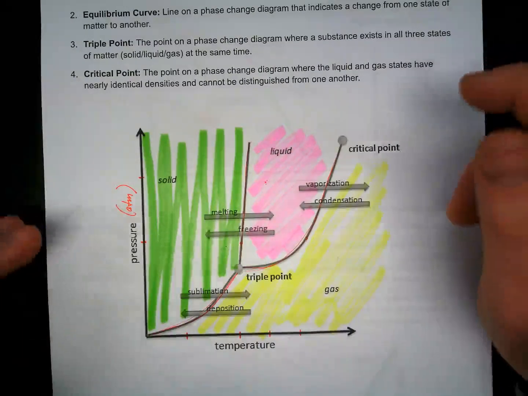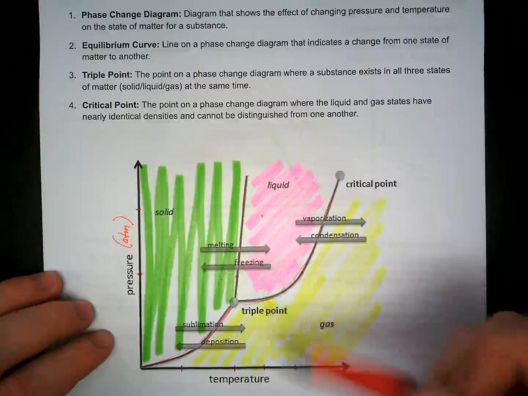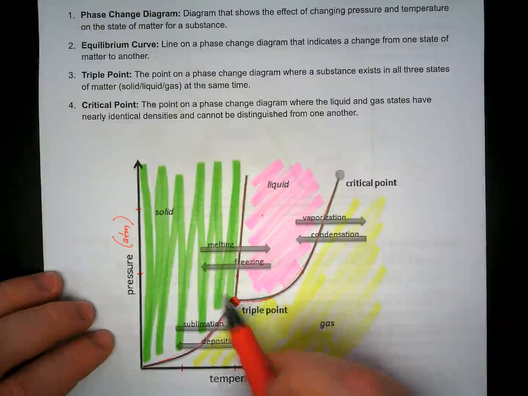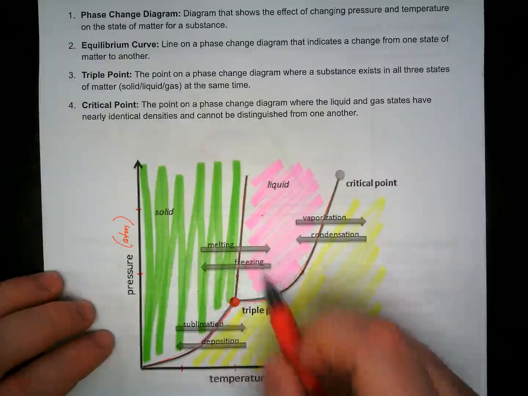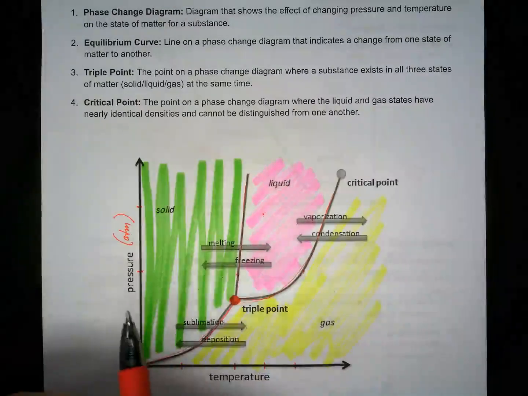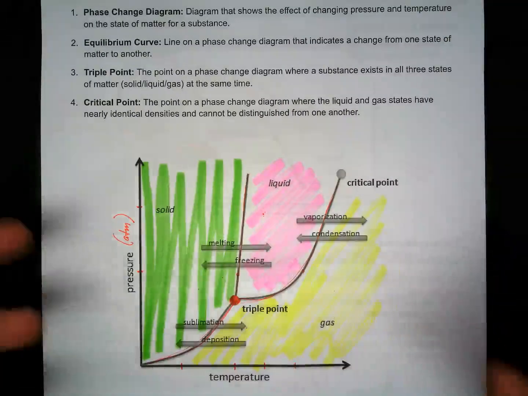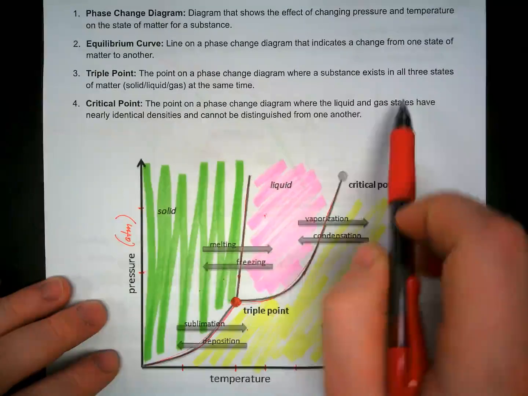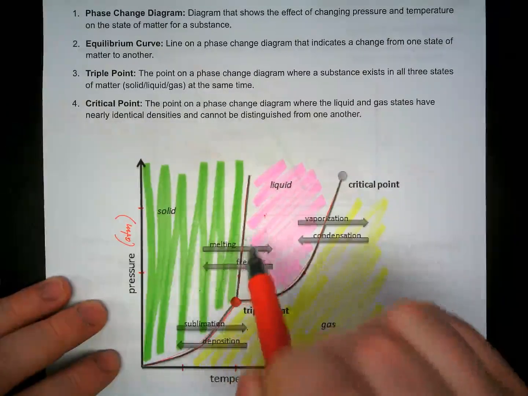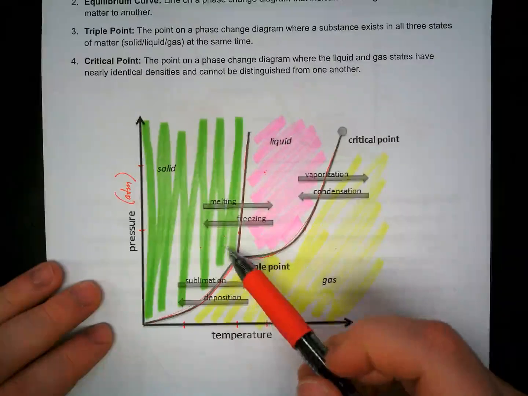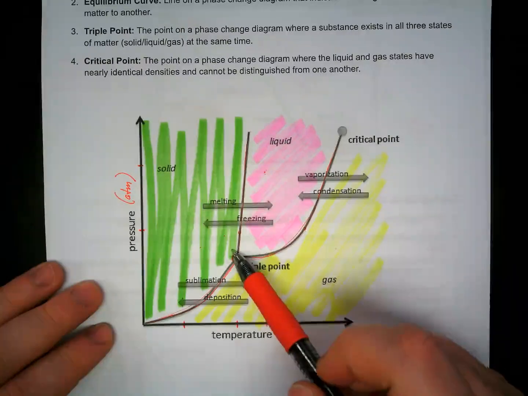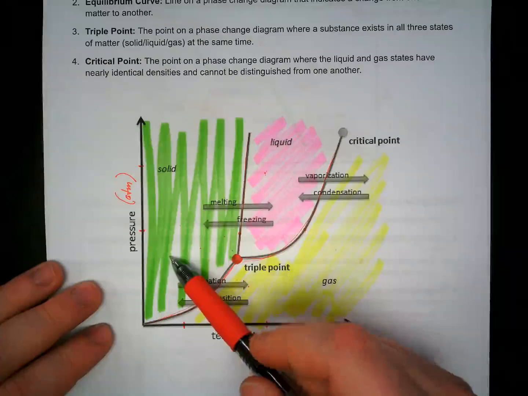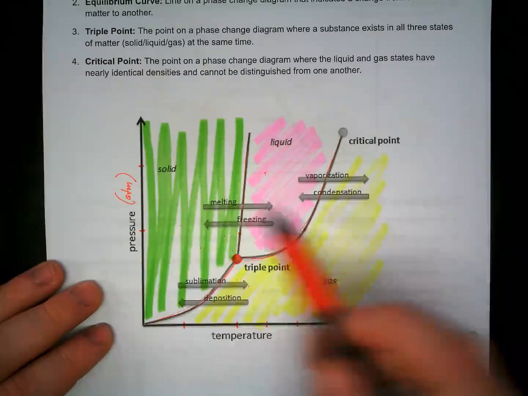Then you have a triple point. Maybe we can deduce what that is: it's somewhere between a solid, a liquid, and a gas, right where all three intersect. A triple point is a point on a phase change diagram where the substance exists in all three states of matter at the same time. So even if you start as a solid, when you get to the triple point, you will see it change between a solid, a liquid, and a gas all at the same time.